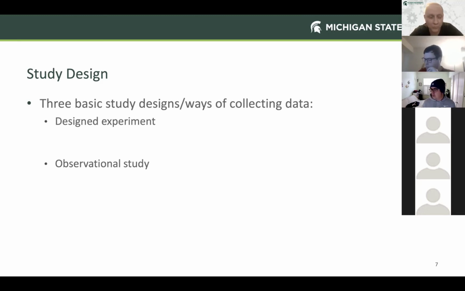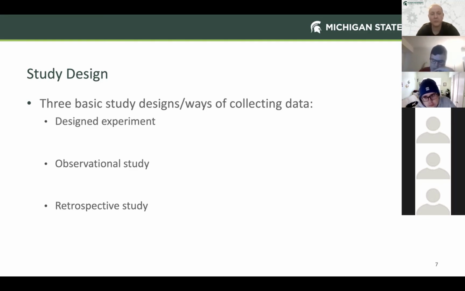Oftentimes, there are reasons we can't do that, whether those are practical or legal or ethical. Occasionally, we don't have the capability to conduct a designed experiment. So as an alternative to that, we can conduct what's referred to as an observational study. Or in the, I guess, worst case, from an analysis standpoint, we could use a retrospective study. And as the name likely implies to you, when we talk about retrospective studies, we're basically looking at going back and using historical data.